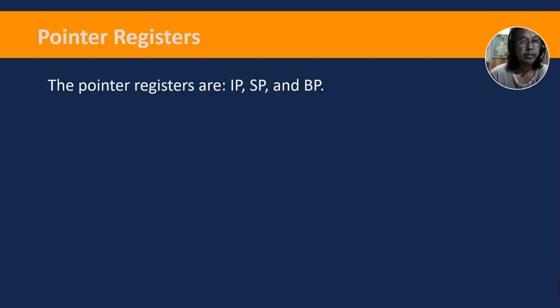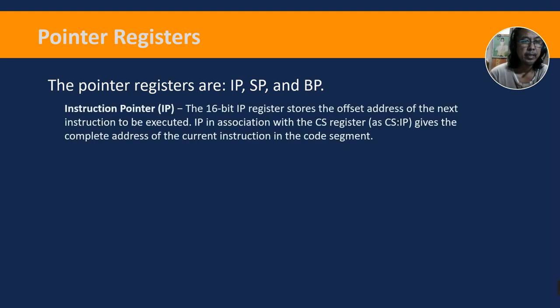Then you have pointer registers. Pointer registers are IP, SP, and BP. Instruction pointer: it's a 16-bit register that stores the offset address of the next instruction to be executed. IP in association with the CS register, as CS:IP, gives the complete address of the current instruction in the code segment.